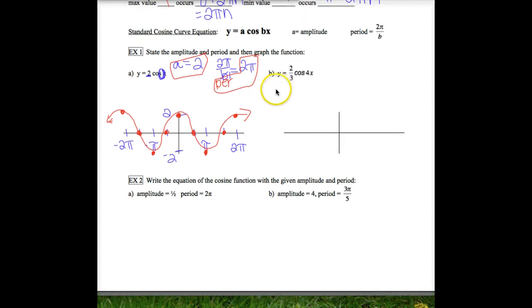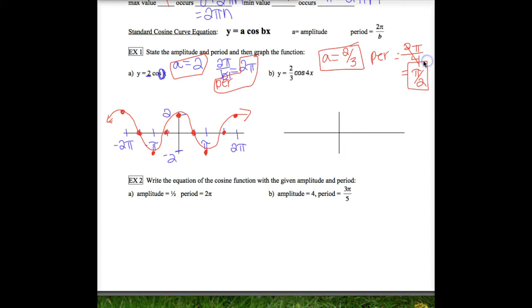All right, so now let's look at B, and this one's going to be a little more difficult because our B value is 4 rather than 1. The A doesn't matter if it's a fraction, that doesn't trip us up on these because it just means that we're going to relabel our point as 2/3 instead of 1. So A is 2/3, B is 4, so my period is going to be 2 pi divided by 4. When I take 2 pi divided by 4 and reduce it, that gives me pi over 2. So my period here is pi over 2 instead of 2 pi.